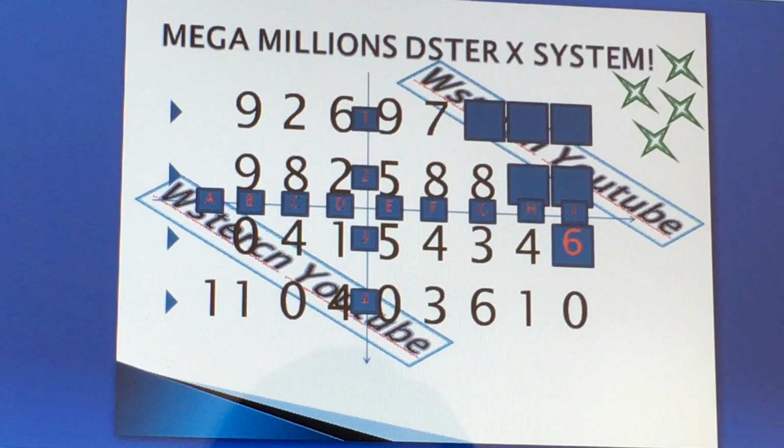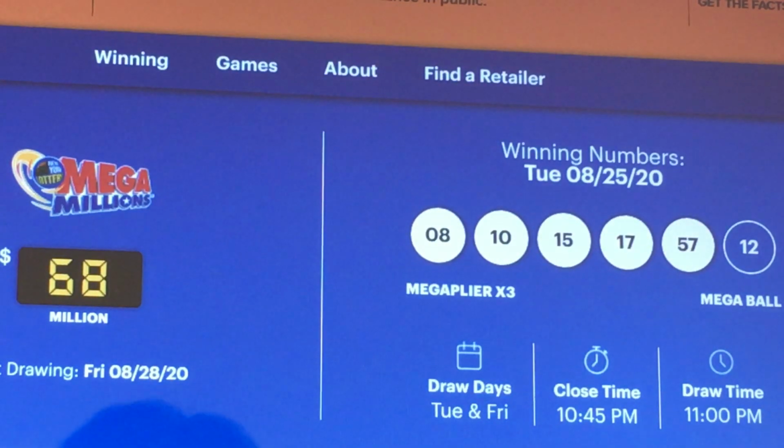Now, if you look at the Mega Millions, the last jackpot went to 68 million and nobody won, so it will roll over to Friday's draw. The numbers are 8, 10, 15, 17, and 57. As you can see, these are the winning combination for this Tuesday's draw, and there are 4 low numbers. So the low number matrix got drawn.